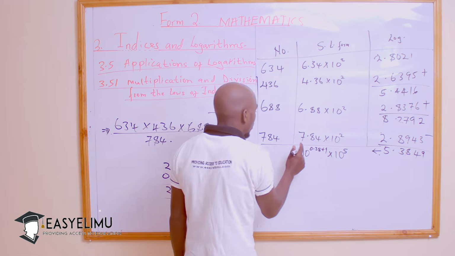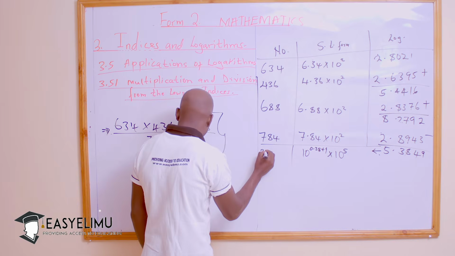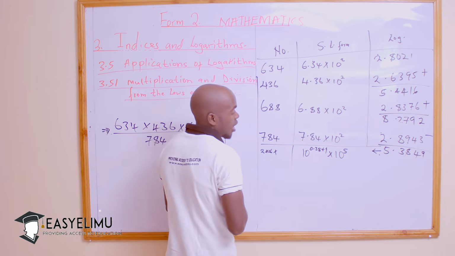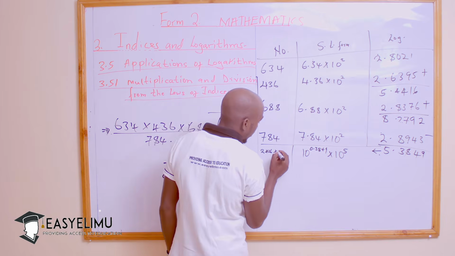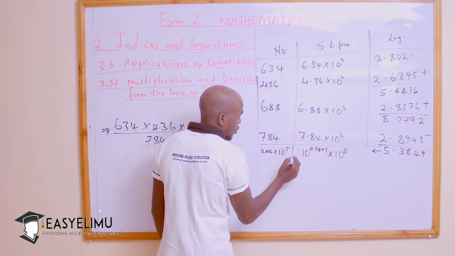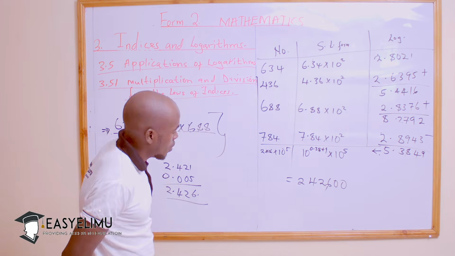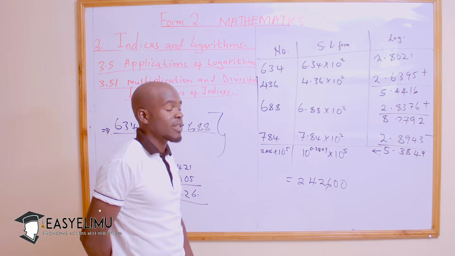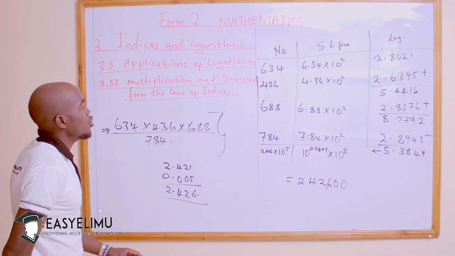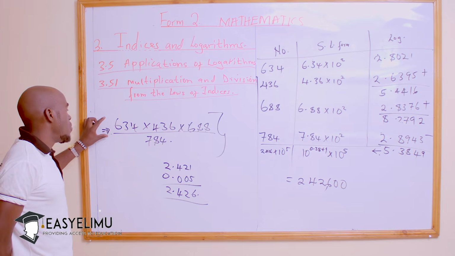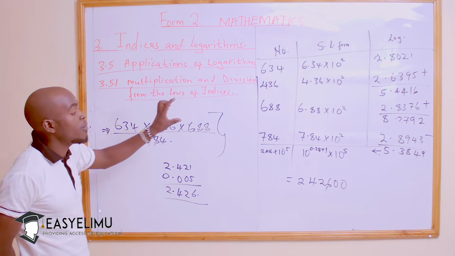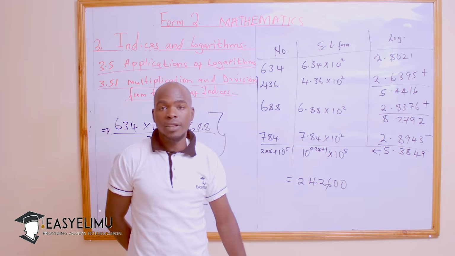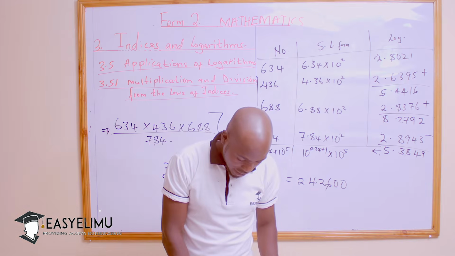Here is the antilog. So I'm going to have 2.426 times, now 10 raised to 5, that is 100,000. If you multiply by that, you will have your answer as 242,600. That is what you find if you compute this numerical problem using logarithmic form until you find the antilog of the answer. That is how we work it out.